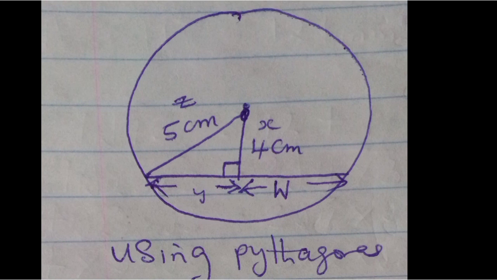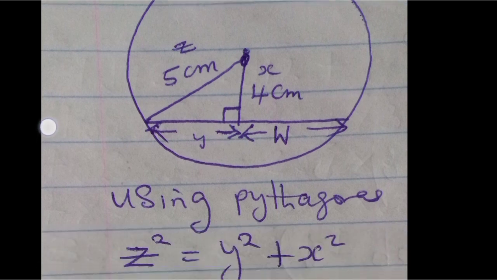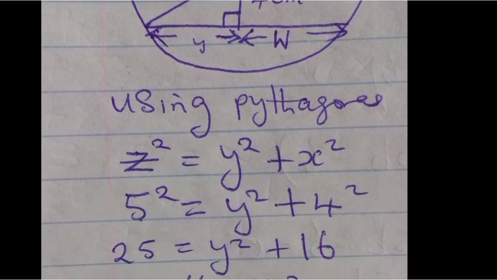Okay, so we draw a circle that shows the chord. The chord is a straight line that runs from one point on the circumference to another. So we have that the circle has a 5 cm radius, and the chord is 4 cm from the center of the circle. So the only thing you can use to solve this is Pythagoras theorem.